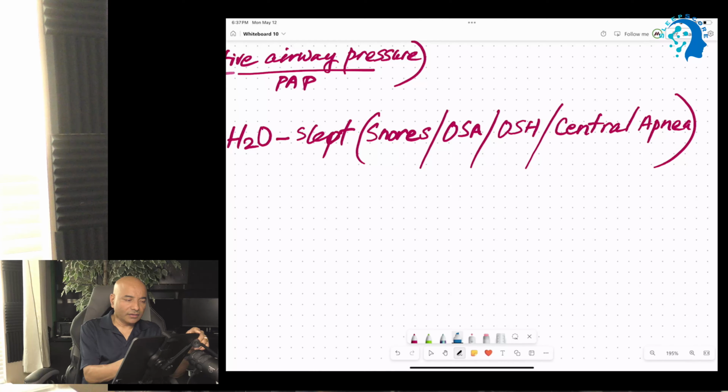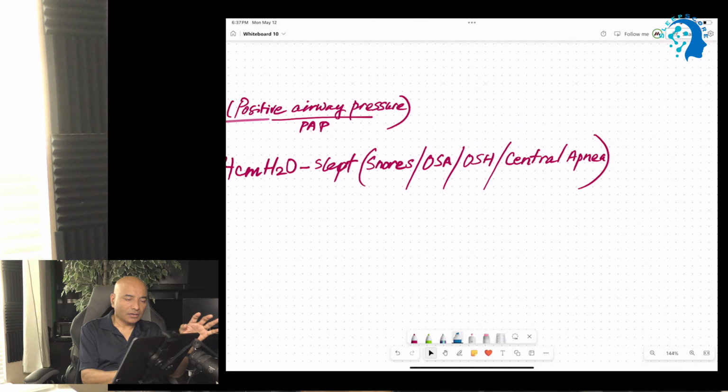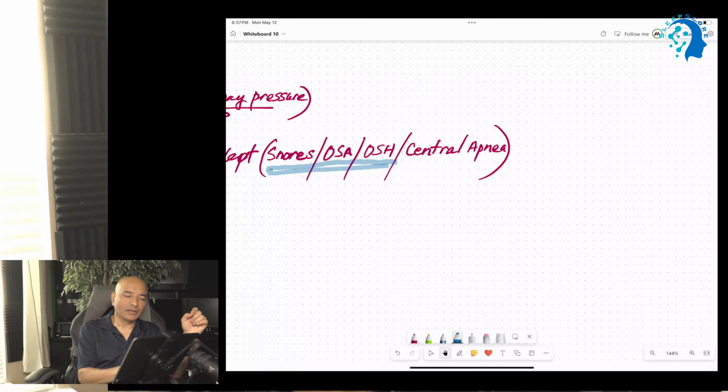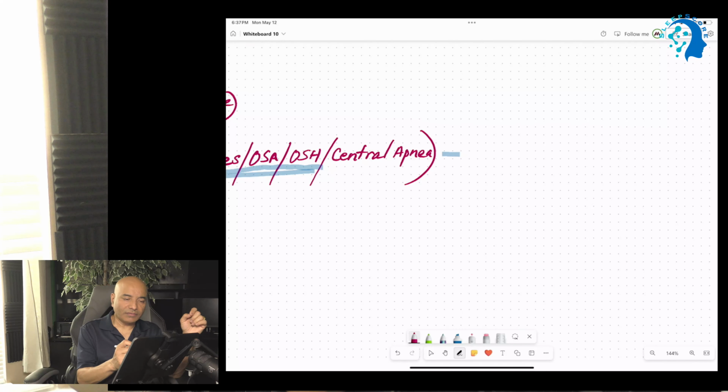Now here's the thing, CPAP only works for snore, obstructive sleep apnea, and obstructive hypopnea. When you see these three things, you have to increase pressure. Increase pressure to 5. You see again, increase to 6. This is supposed to be every 10 to 15 minutes.